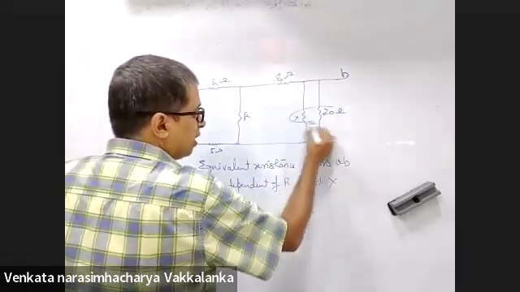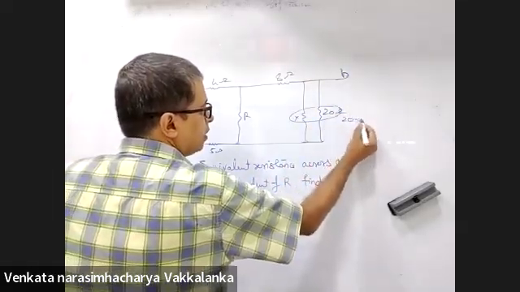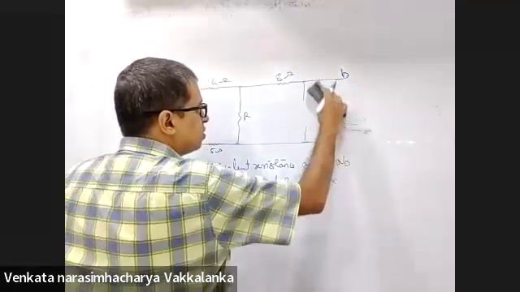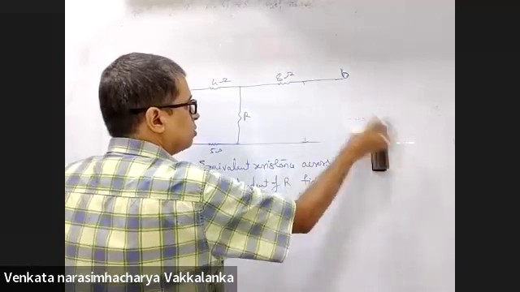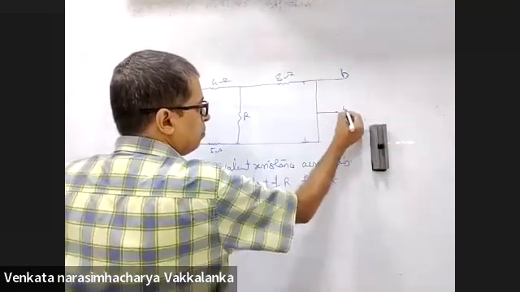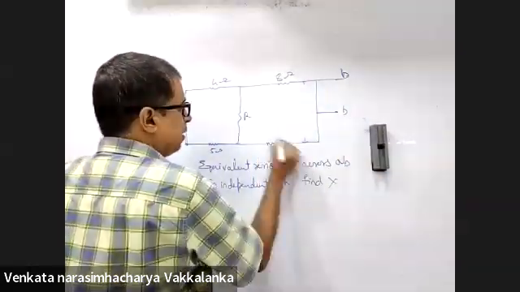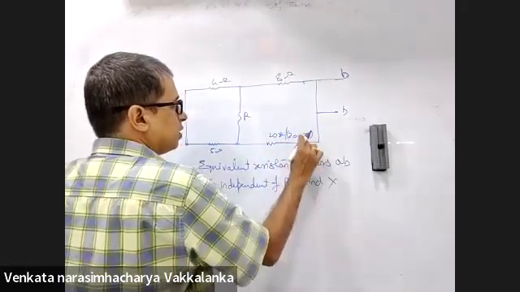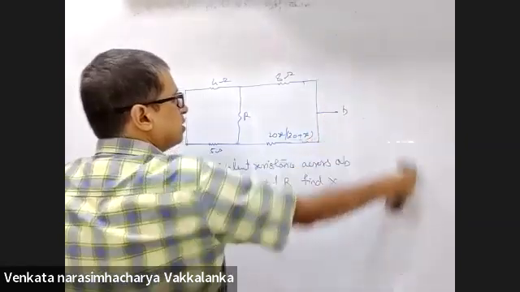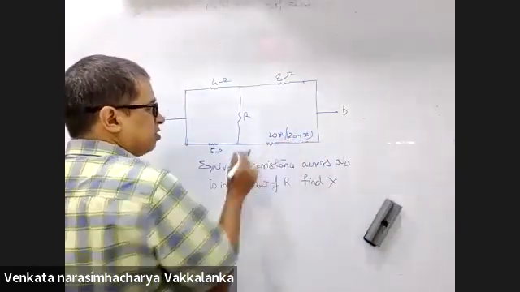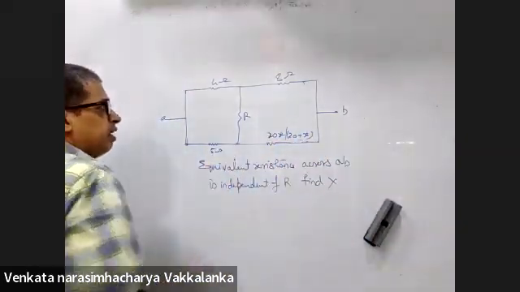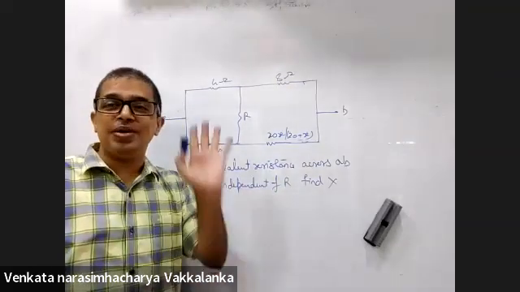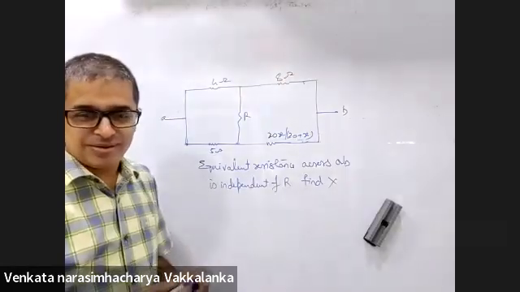Now, these both are in parallel: 20 into x divided by 20 plus x. Where will I place this? I'll remove this. I'll bring b here and I'll place this here. 20 into x divided by 20 plus x. Do you agree with that? When I bring b here, the resistor will come here. Can you bring it that way? I can bring it this way. Now the problem becomes very easy for all. Isn't it?